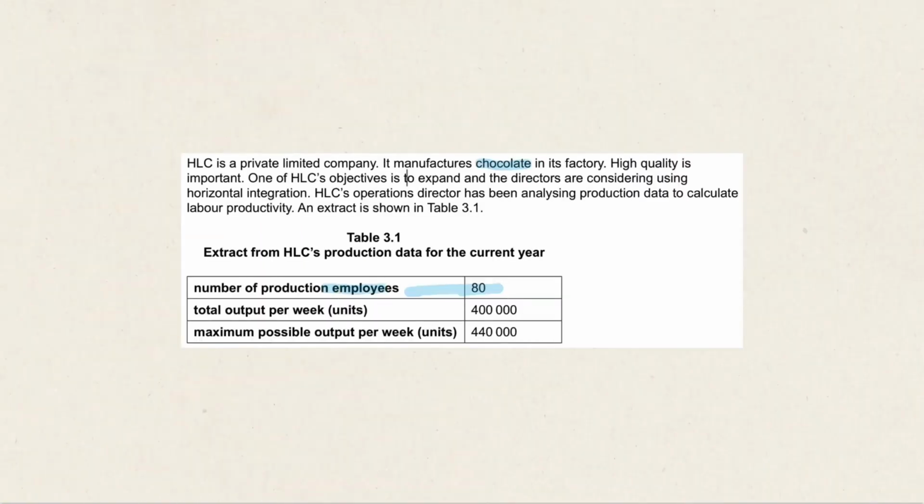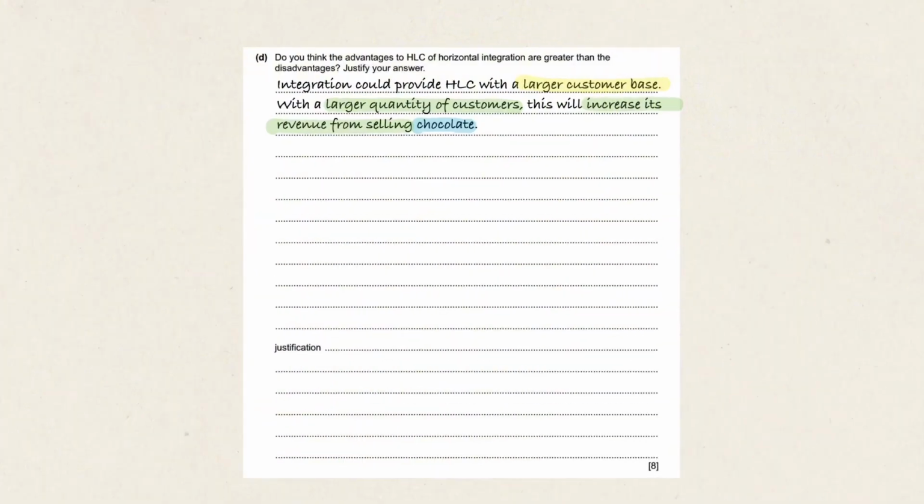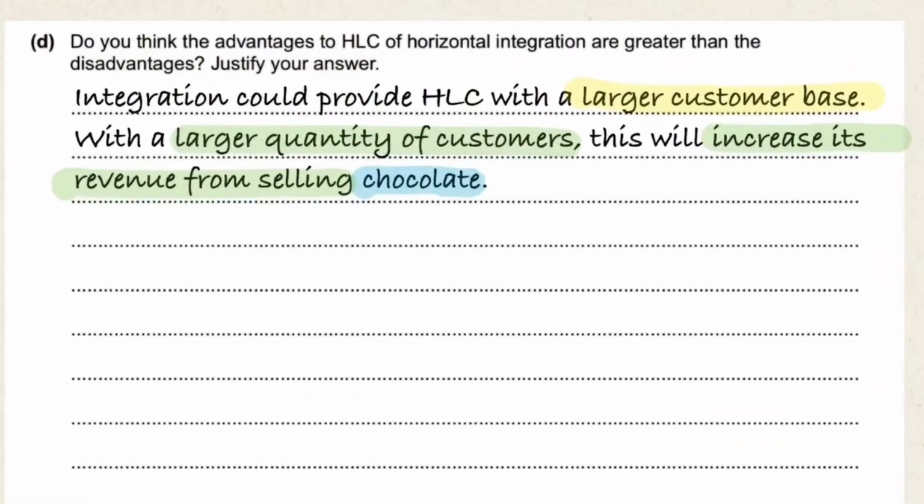And here's the case study for the next question. Here, I've highlighted chocolate and 80 employees. Do you think the advantages to HLC of horizontal integration are greater than the disadvantages? Justify your answer. Integration can provide HLC with a larger customer base. With a larger quantity of consumers, this will increase its revenue from selling chocolate.